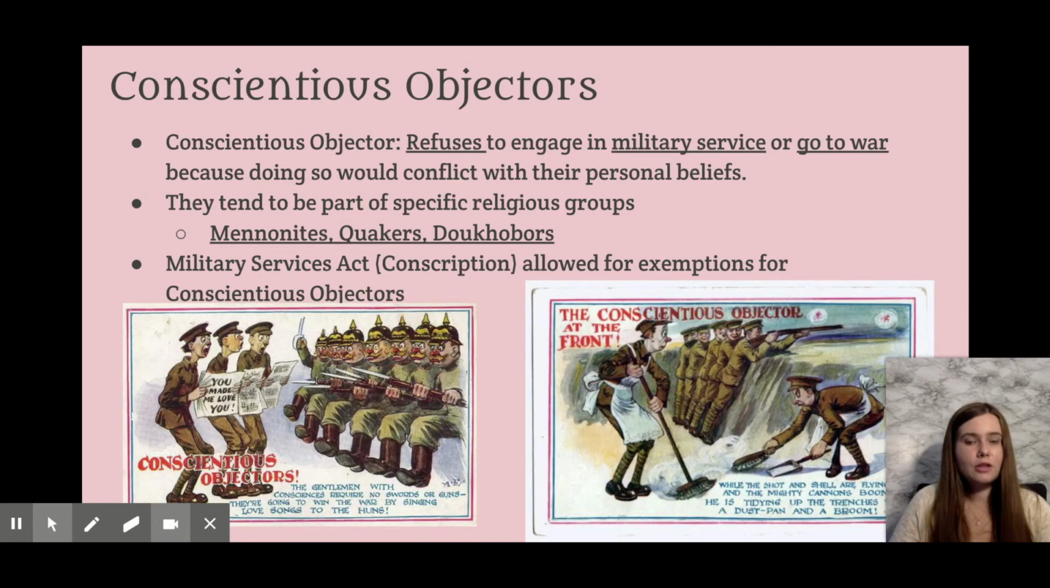Now, conscientious objectors were not treated very well in the public. They were very much made fun of. You can see two political cartoons here, which very much pose the conscientious objectors as these thin, frail men with wide eyes, pale faces, who look very scared. And if you read the captions, it's very much making fun of them and calling them weak in some way or another.